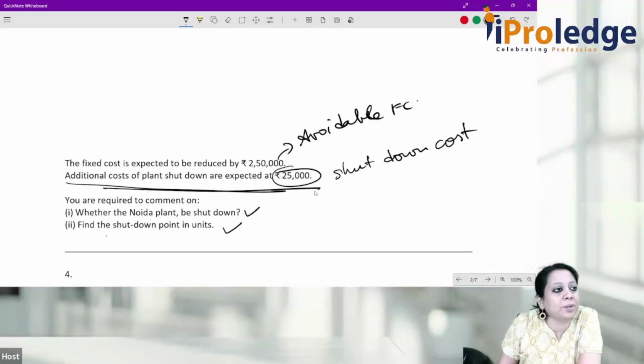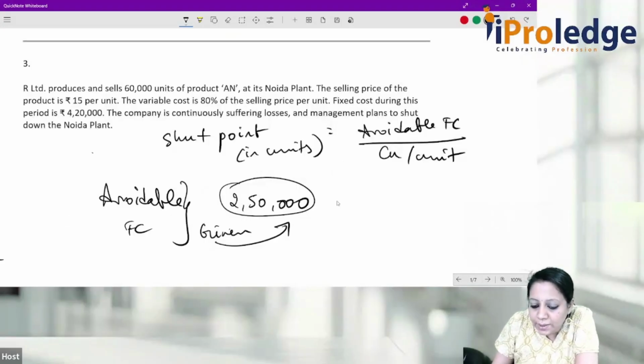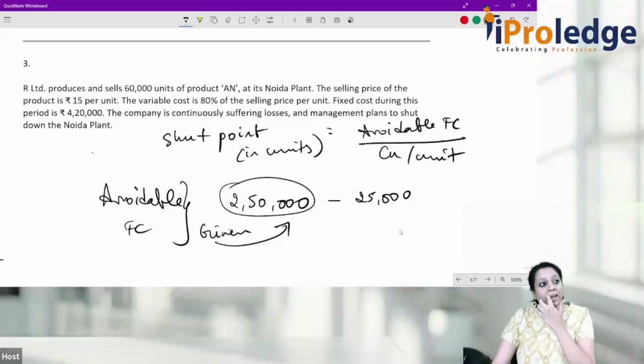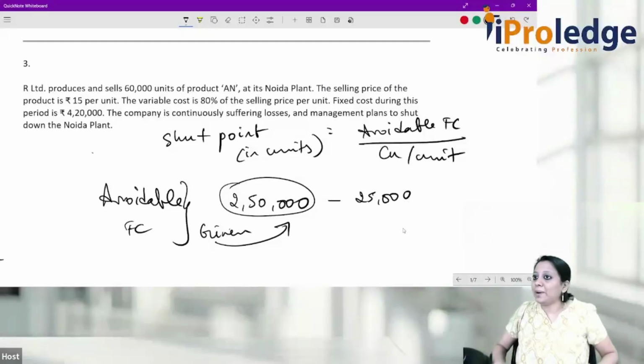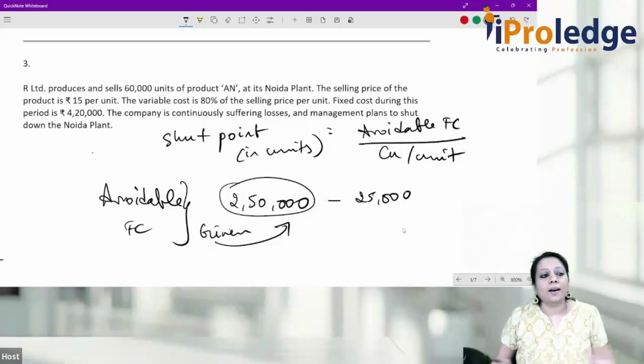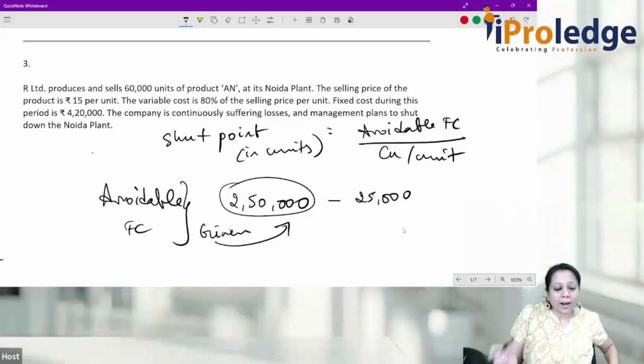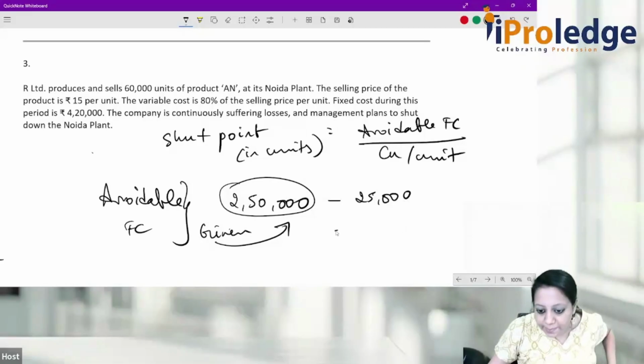Out of that, additional cost is expected to be 25,000. So additional cost is going to be minus 25,000. I thought I could avoid 2,50,000, but now I'm incurring another 25,000. So how much can I avoid? Only 2,25,000. Again, I'm repeating: I thought I would avoid 2,50,000, now additionally I'm spending 25,000, so I can avoid only 2,25,000.